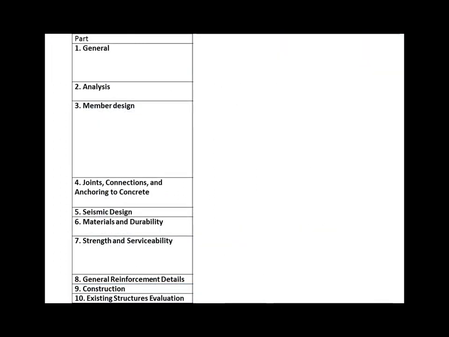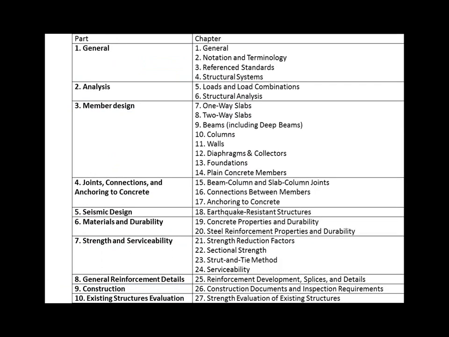And the various chapters, I like to think about how the code is broken into its parts. There's a general section up front, the analysis comes next, member design, joints, connections, and anchoring to concrete, seismic design, materials and durability, and so forth on down the road. And there are 27 chapters that fit into this. And among these 27 chapters are the two new chapters.